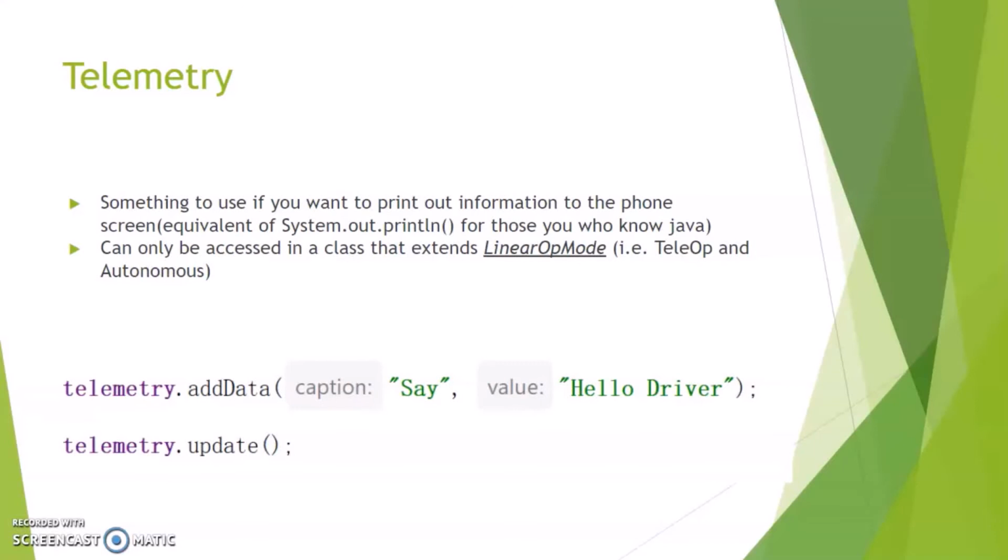Telemetry. Telemetry is a tool to use if you want to print out information onto the driver station phone screen. It can only be accessed in a class that extends LinearOpMode, so TeleOp and autonomous. Below you'll find an example of how to display telemetry on the phone screen. It is very useful for calibration as well as error analysis.